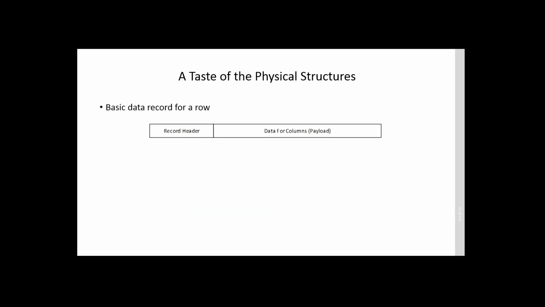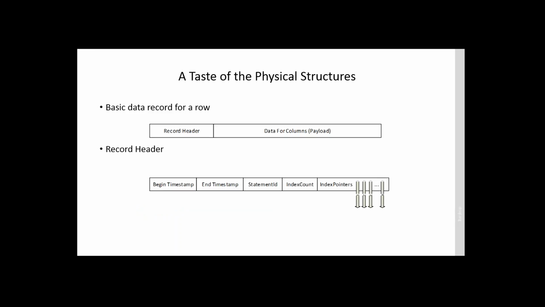So the basic data for the row is you have the header, you have the payload. Simple, that's very standard stuff. So the record header has a begin timestamp and an end timestamp. When you first start the server, this would be 0, and this would be infinity. So that record version is the version.